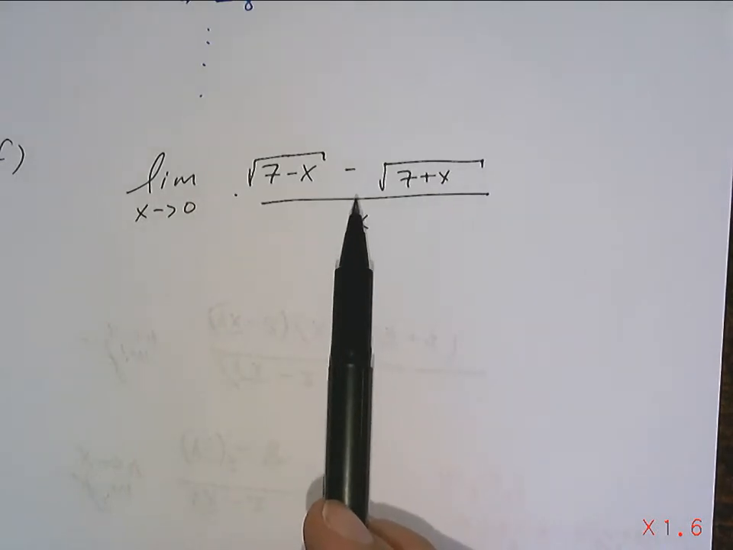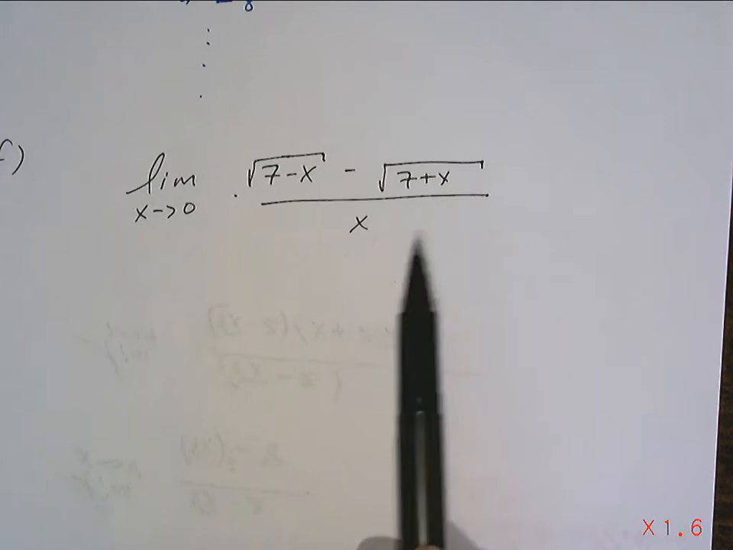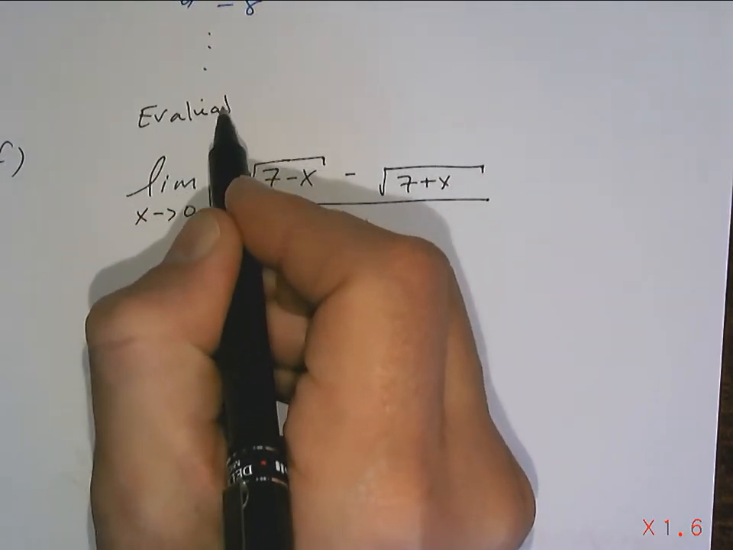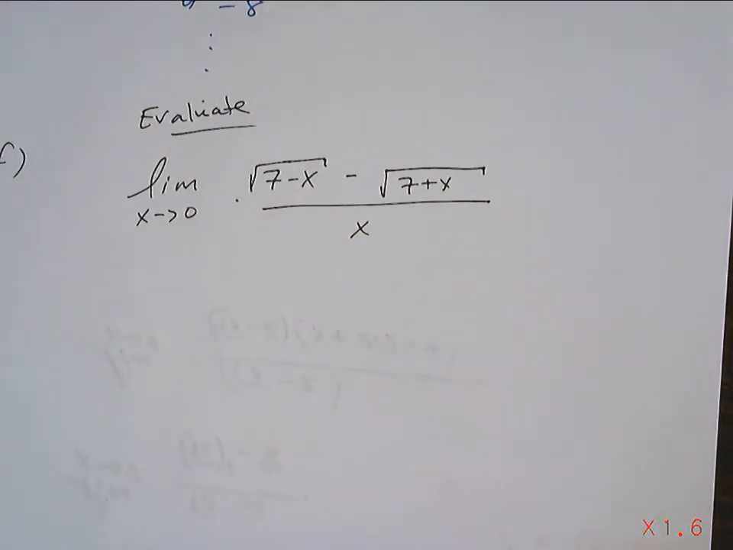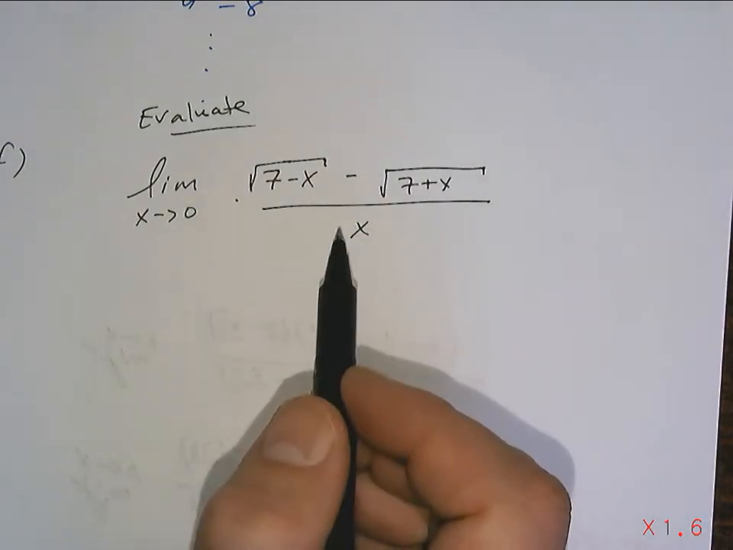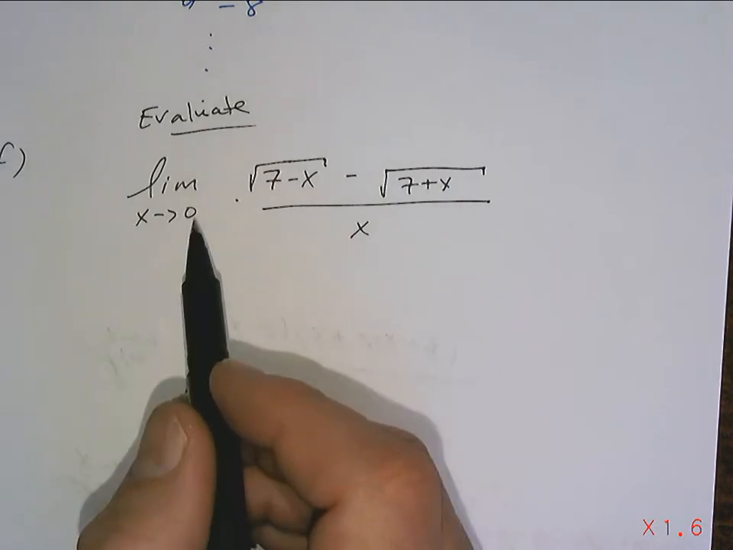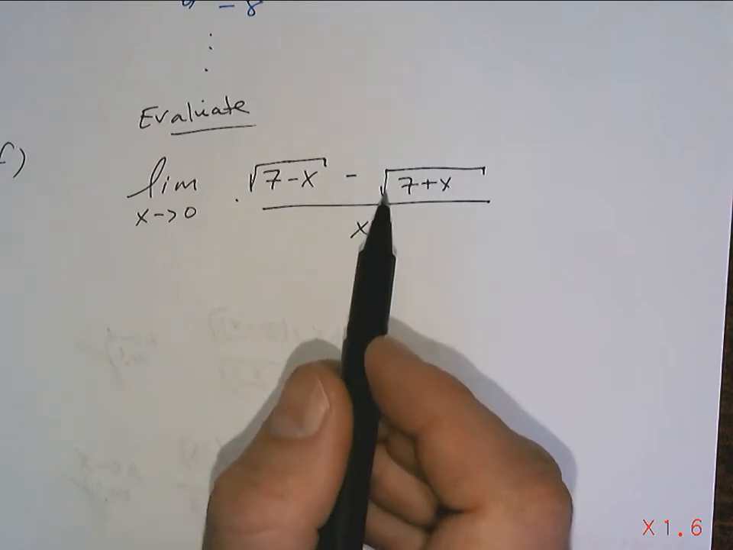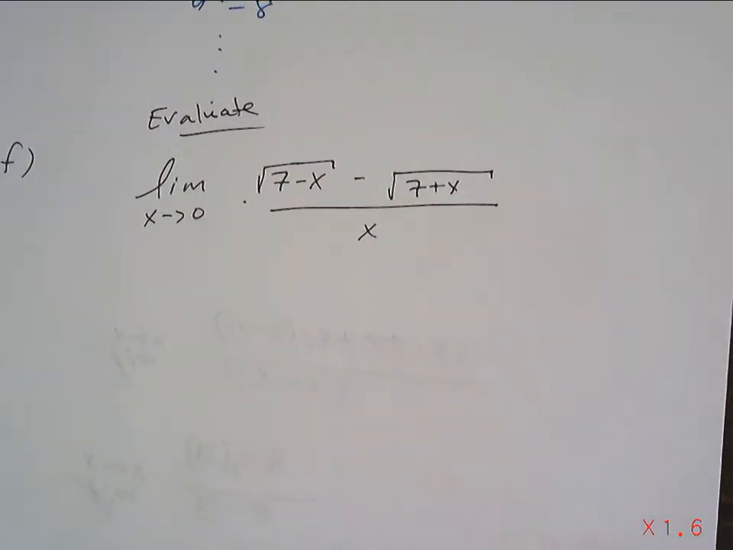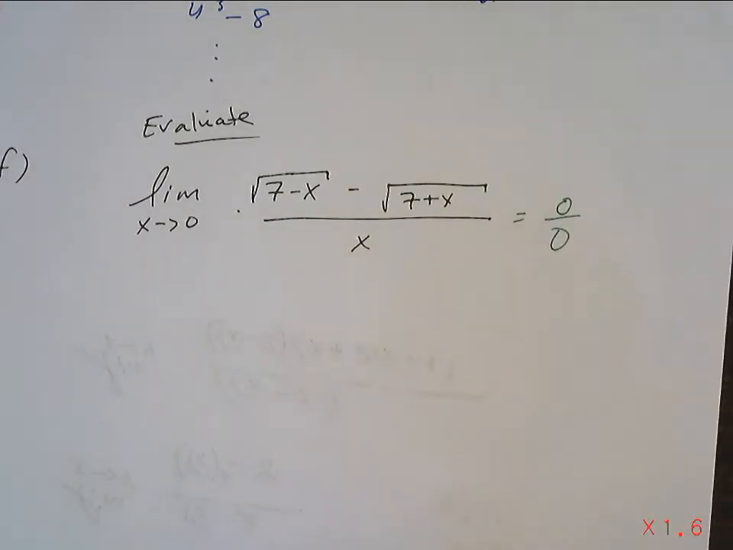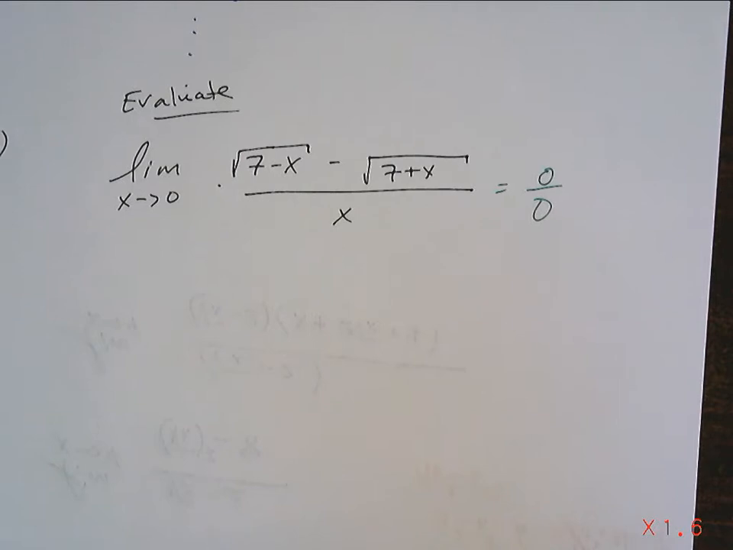It's up to me. On your test, it would just say evaluate, and the rest would be left up to you. So the first thing you're going to do is check Omega property 1, because it's a polynomial on top and on the bottom, so I take x approaching 0. Putting in 0, I get root 7 subtract root 7, which is 0 on top, and 0 on the bottom. Lo and behold, that gives us our indeterminate form.